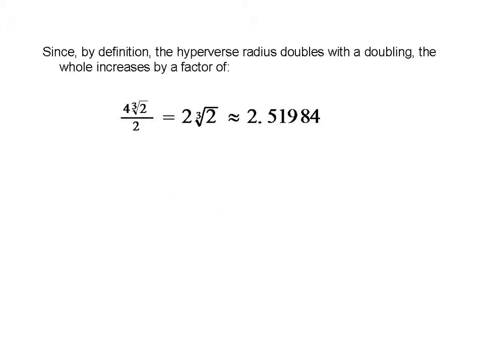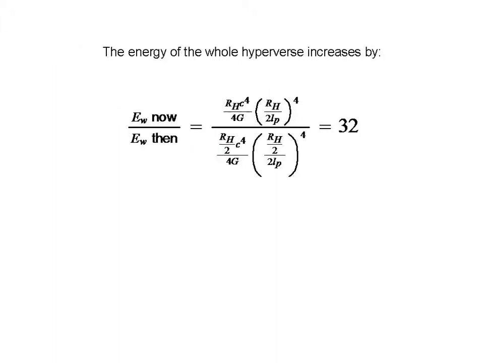Since by definition the hyperverse radius, that's the observable hyperverse radius, doubles with a doubling, the whole increases by a factor of what we just calculated, and the observable by 2. So the rate of increase of the whole to that of the observable is 2 times the cube root of 2 with a doubling.